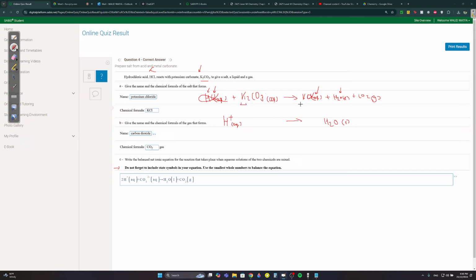K2 was aqueous. K is aqueous. It didn't change. CO3 is aqueous, so the carbonate was aqueous. It changed into carbon dioxide gas. So did it change? Yes. Are we gonna include it? Yes, we're gonna include it. I included H2O, so I should cross it out. So plus CO3 2 minus, which is obviously aqueous, turns into carbon dioxide gas.